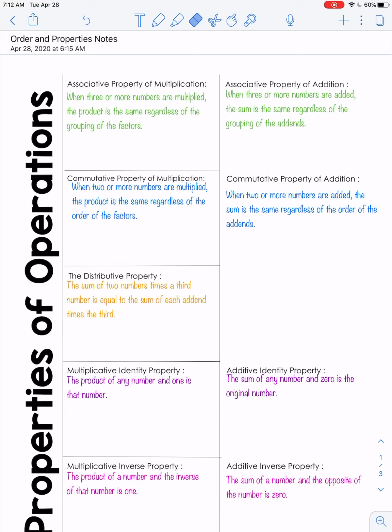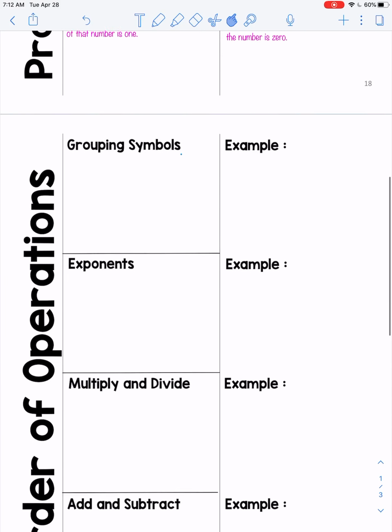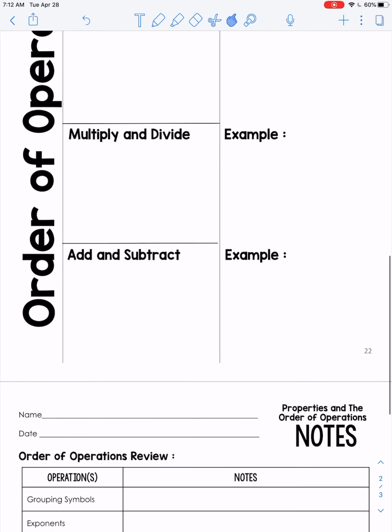Okay, good morning, sixth graders. Today we are going to be looking over the properties of multiplication and addition, or in the order of operation.